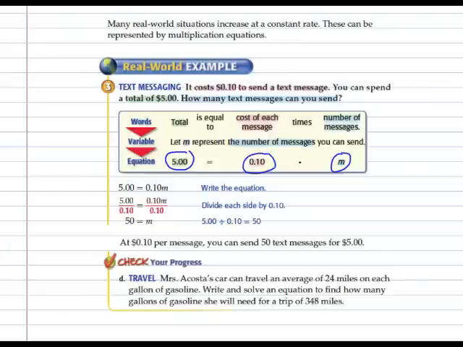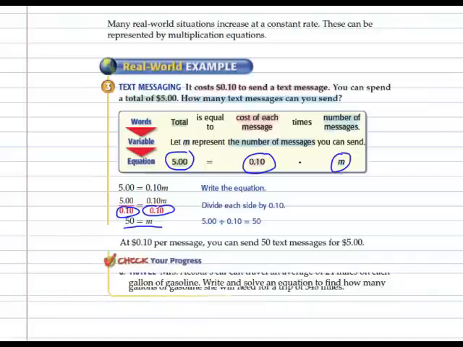So our equation is $5 equals 10 cents times m, or 5.00 equals 0.10m. Divide both sides of my equation by 0.10, representing 10 cents. m equals 50, which means I can send 50 10-cent text messages for $5.